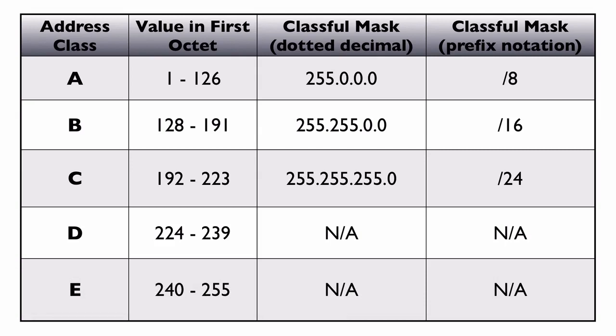You should memorize the default or classful subnet masks for these 3 different classes of addresses. And you can determine the class of address simply by looking at the first octet. If the value in that first octet is in the range of 1 through 126, it's Class A. If it's in the range of 128 through 191, it's Class B. If it's in the range of 192 through 223, it's a Class C address.